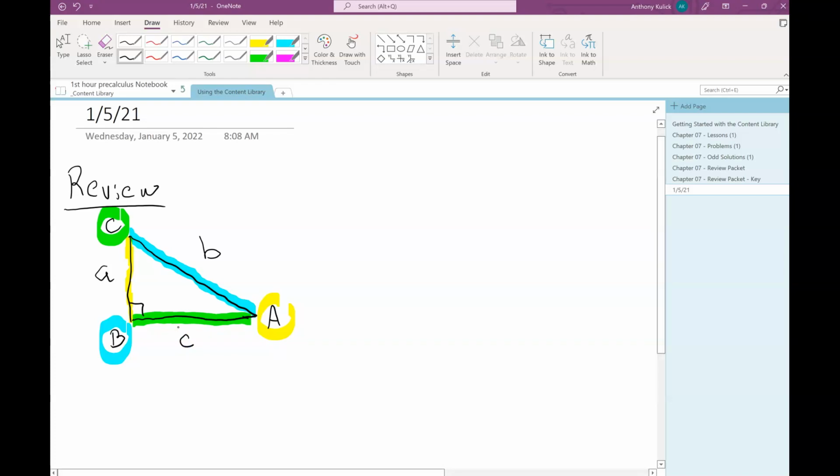Everybody okay with that? It's just a naming convention, but it's important that we understand how we're naming things so that when we write a formula, we're being consistent about that. Okay? So far, so good? So let's think back to geometry or first semester and tell me some things that are true if we have a right triangle.